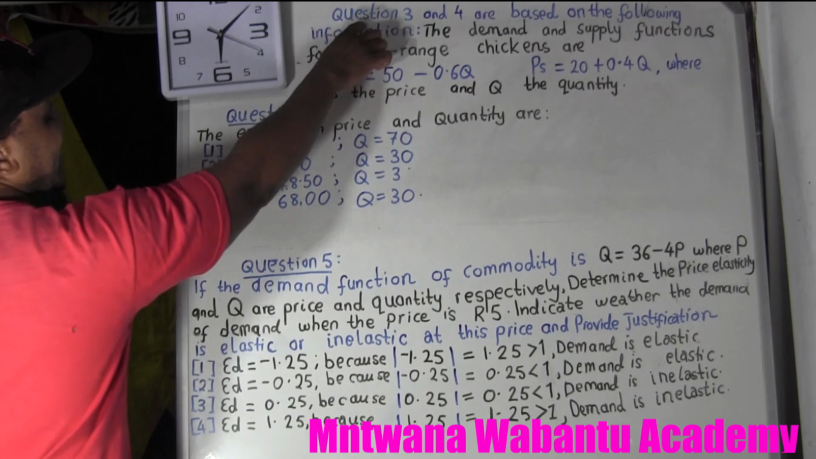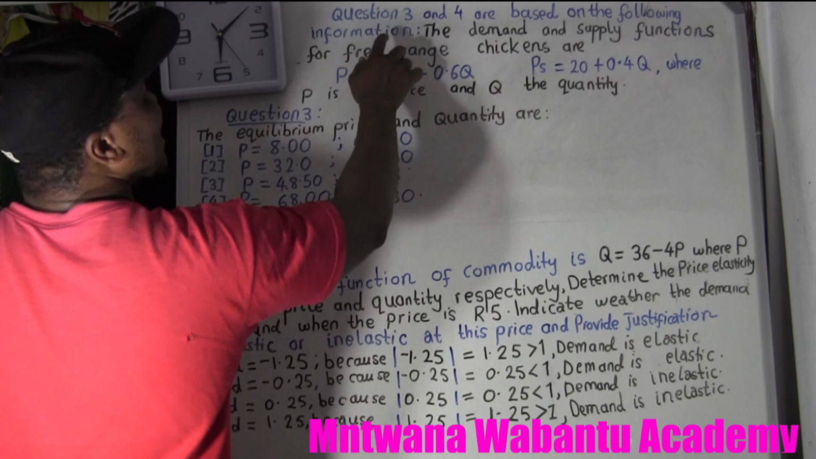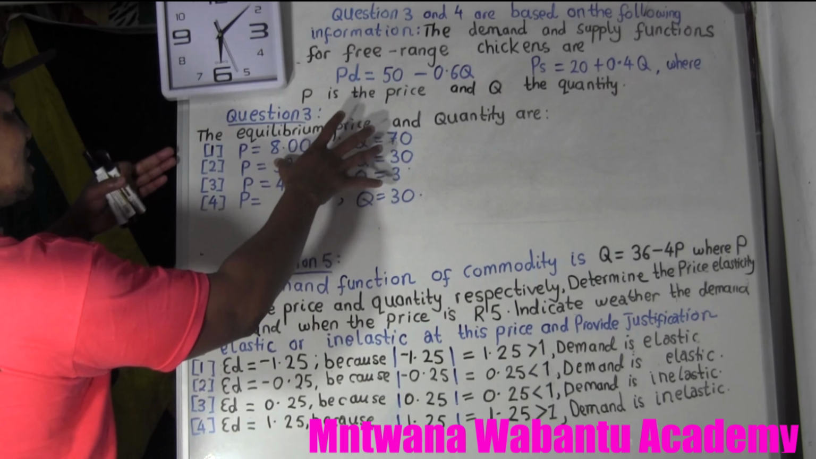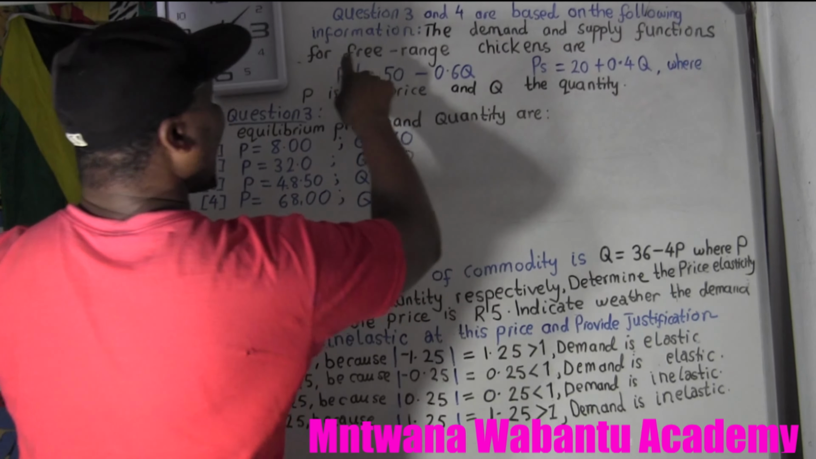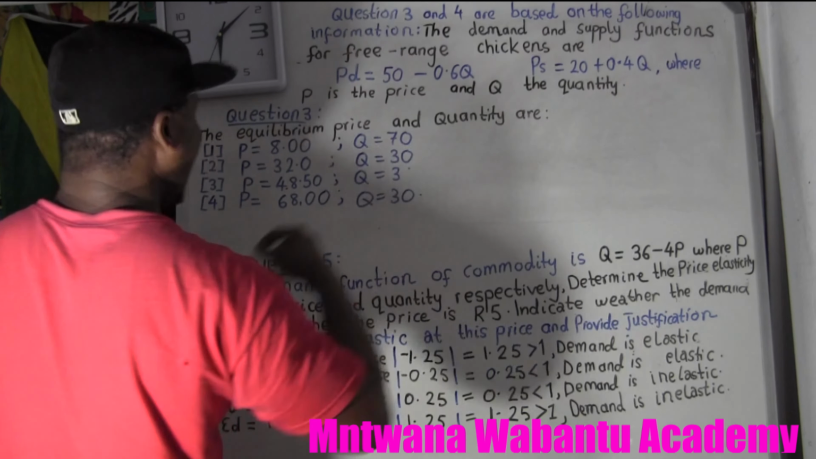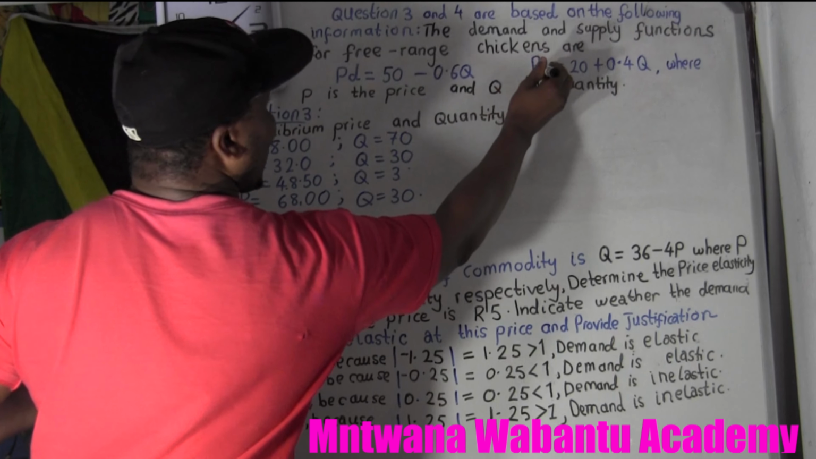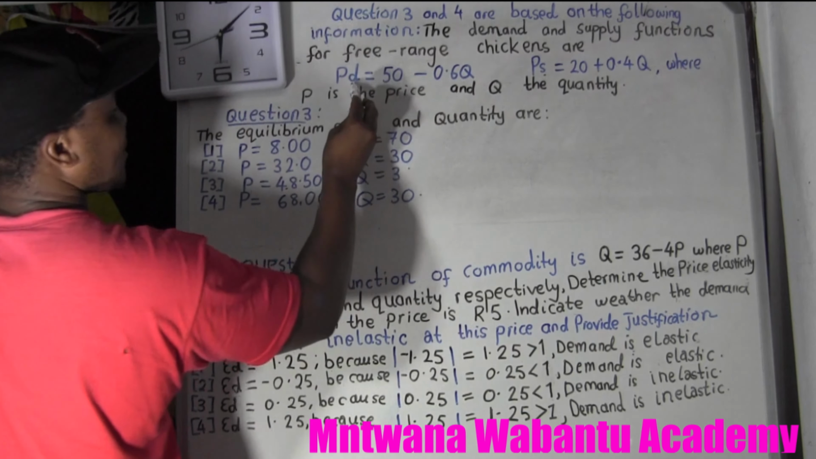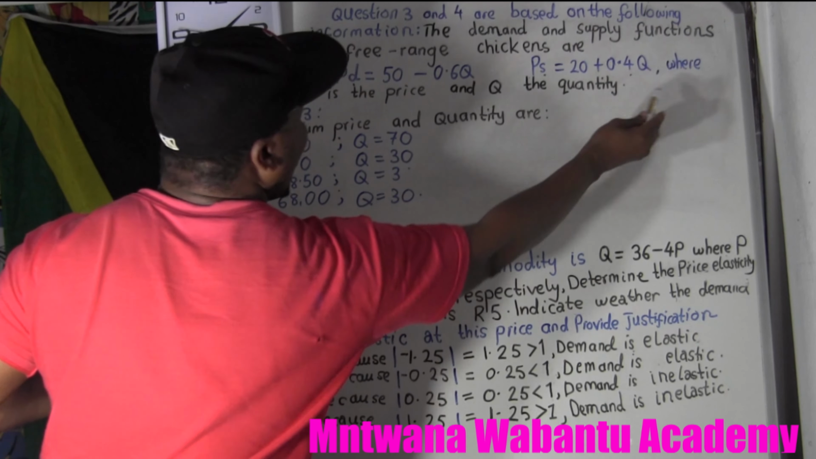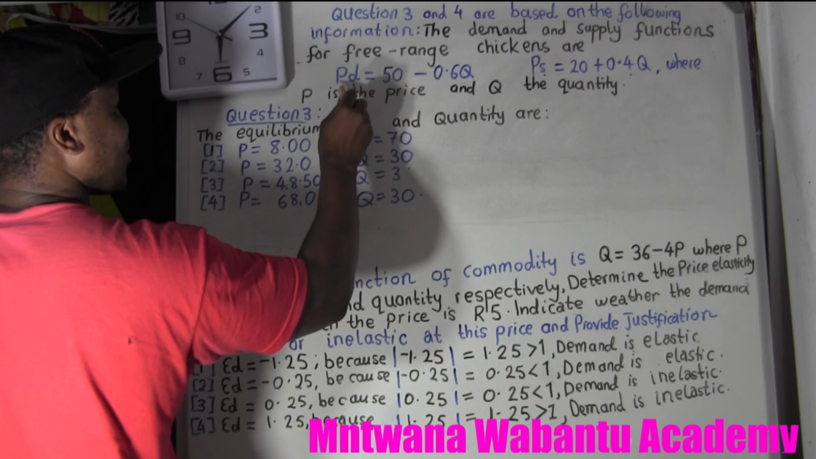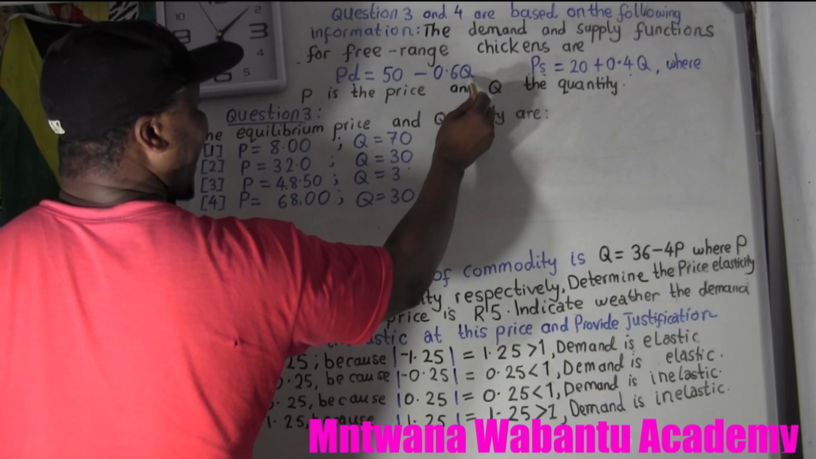Questions number 3 and 4, which are going to come now, are based on the following information. The demand and supply functions for free range chickens are given. This is the price of demand function, and this is the price of supply function, where P is the price, of demand or of supply, and Q is the quantity.